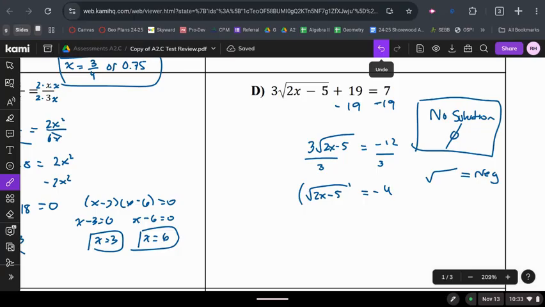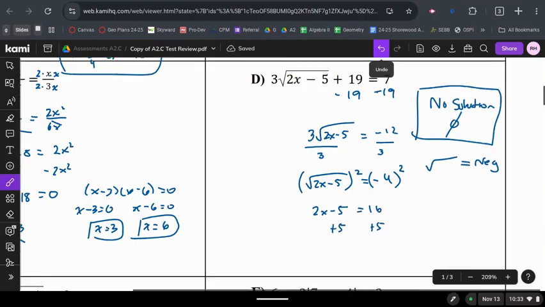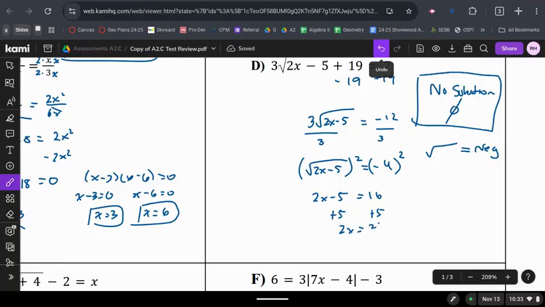So that would mean that I would square both sides and get the 2x minus 5 equal to 16, adding the 5. I get 2x is 21, and dividing by 2, I get 10.5. So it looks like we got a solution, but when I go back to check, because anytime we have a square root equation, a radical equation, we always need to check with the original. So 2 times 10.5 minus 5.